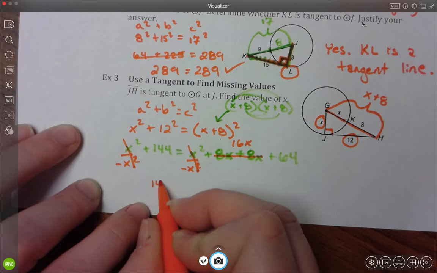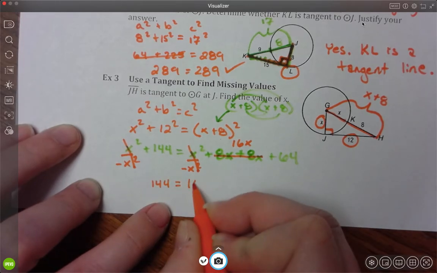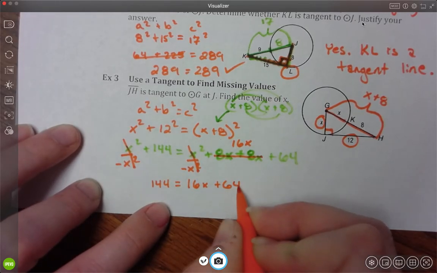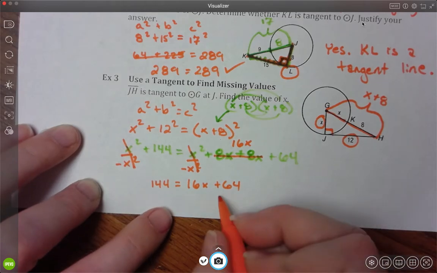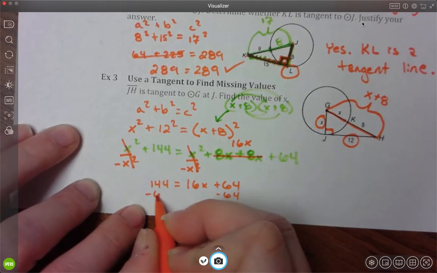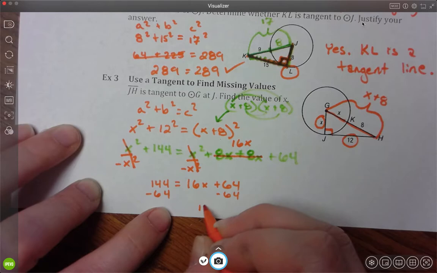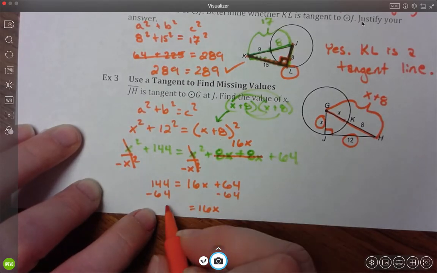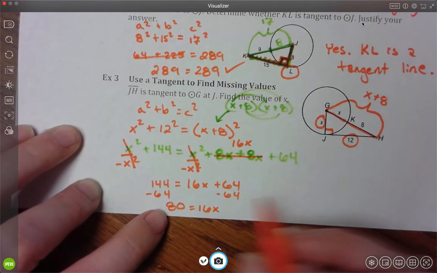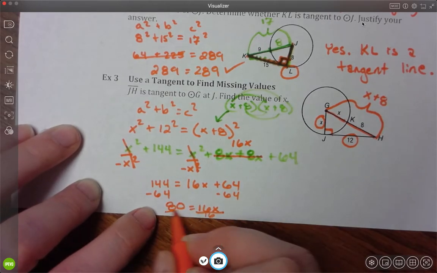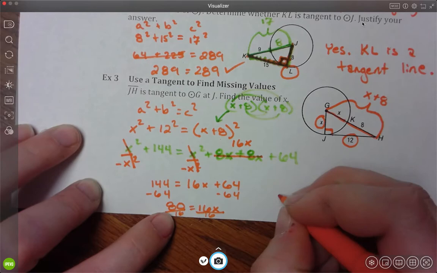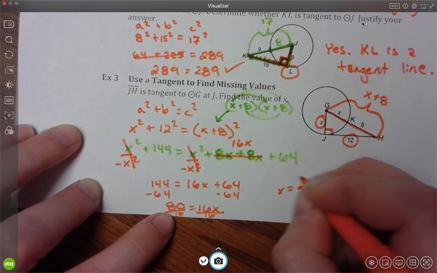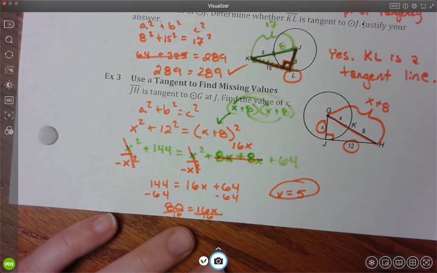I'm going to rewrite what I have now. 16x plus 64. Then let's subtract the 64 to get it with the 144. So I have 16x equals 144 minus 64, which is 80. If I divide by 16, that is 5. X equals 5. 80 divided by 16 is 5.